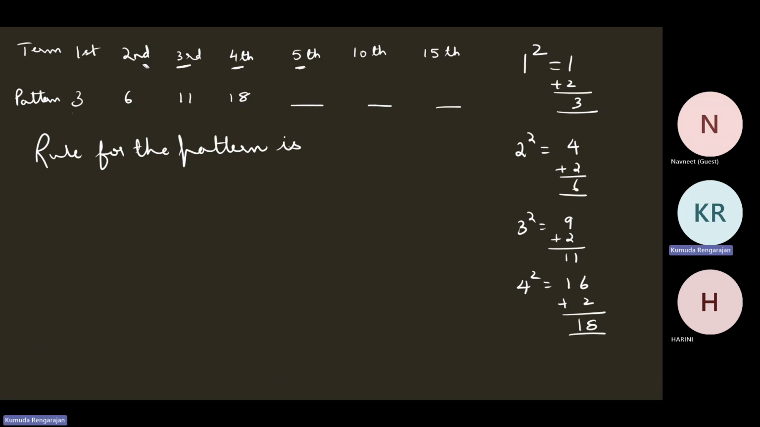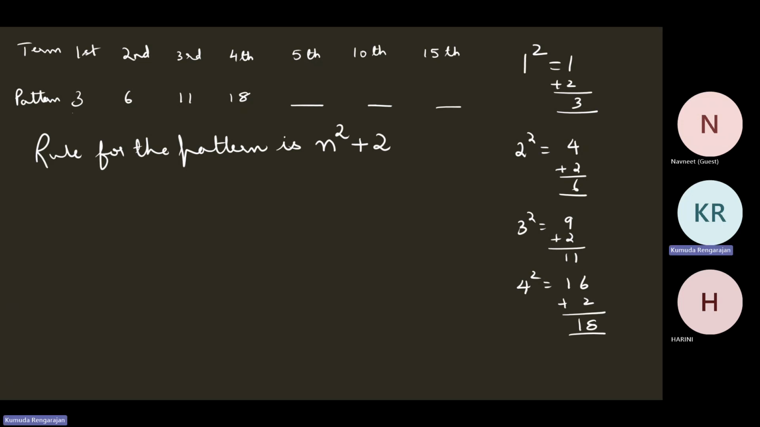What is n? 1, 2, 3, 4, 5. They are the values for n. So what are you doing with n? You squared it, n square. And then what did you do? Plus 2. So n square plus 2 is the rule for this pattern.